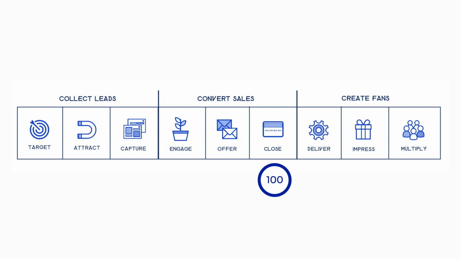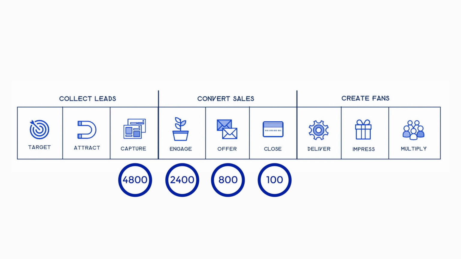Well, you can work backwards from there and say, how many people do we need in our offer stage, right? How many offers do we need to make in order to get 100 customers? And then you can move backwards from there. How many people do we need in the engage stage in order to make this number of offers, in order to close this number of clients? And then you can keep going back. How many people do we need to capture? How many new leads do we need in order to engage this many, in order to offer this many, in order to close this many, right?